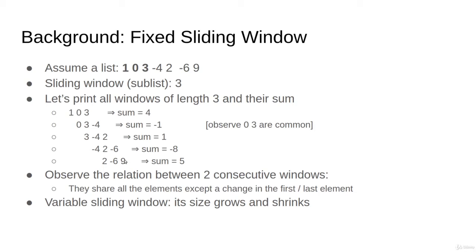There is typically some operation requested on a window. For example, the sum. So the sum of this window is 4. The sum of this window is minus 1, and so on. And sometimes we would like to find, for example, the maximum among all of these windows. So the window 2, minus 6, 9 has sum 5, which is the maximum among them.